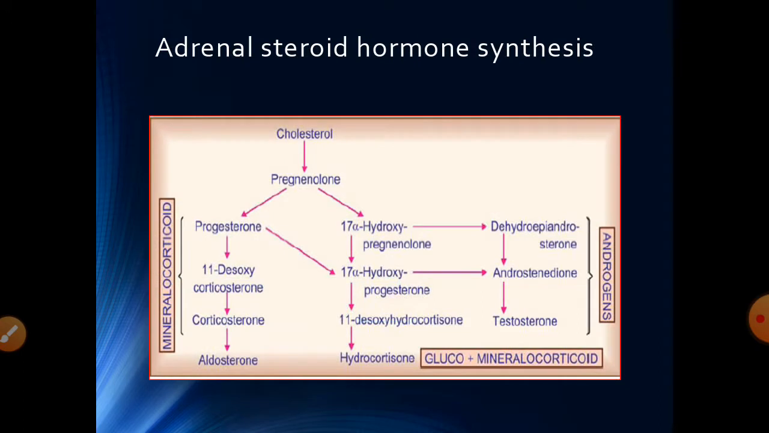Next is adrenal steroid hormone synthesis. This is also very important, as questions can be framed like: pregnenolone is synthesized from which steroid? The answer is cholesterol. Aldosterone is synthesized from which specific corticosteroid? The answer is cholesterol, then pregnenolone. This way you have to learn this table.